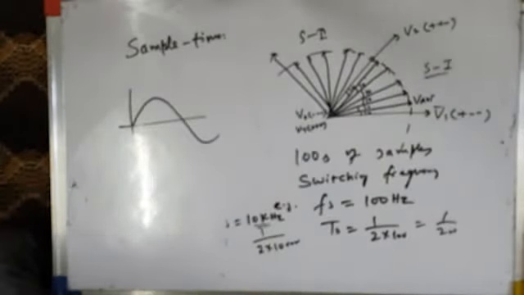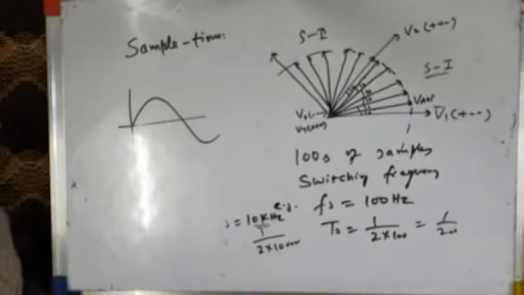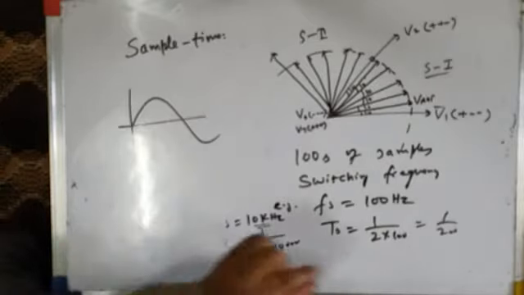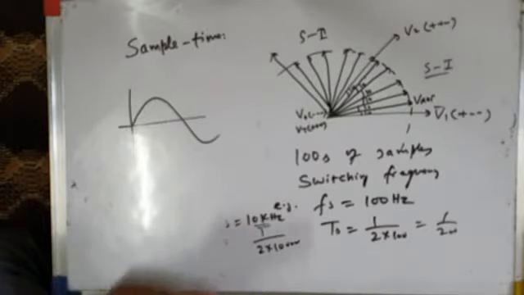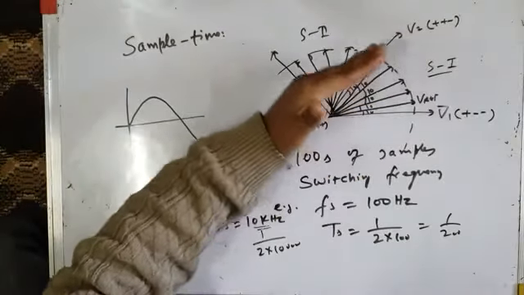So therefore it has been seen that in induction motor drives, the sample time is generally very, very small because switching frequencies may be 5 kilohertz, maybe 10 kilohertz, it may be 20 kilohertz, or it may be more than 20 kilohertz. Higher the switching frequency, smaller is the sample time. Smaller the sample time, larger will be the number of samples.